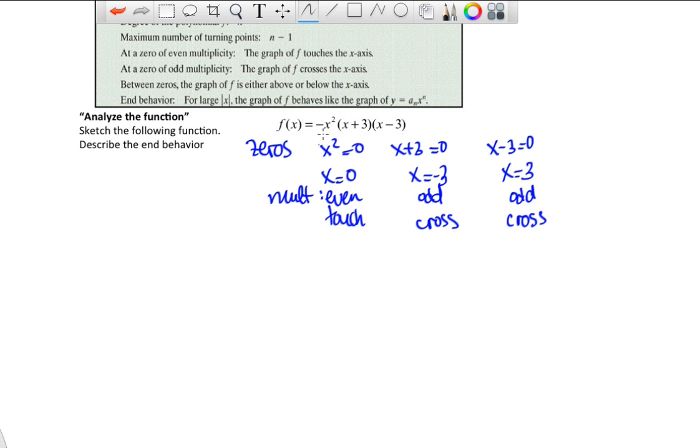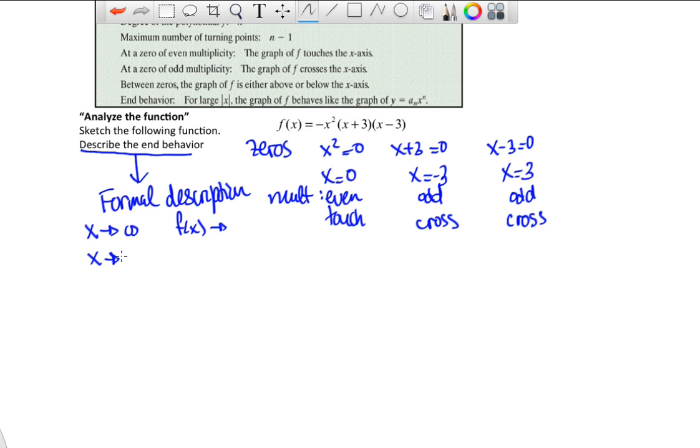Okay, let's look at end behavior. Now, describe the end behavior. So in this case, I actually want a formal description. And the formal description always looks like, well, what happens when x goes to infinity? What does the function do? And what happens when x goes to negative infinity? What does the function do? So for formal descriptions, you have to do this. And in this case, I did want a formal one.